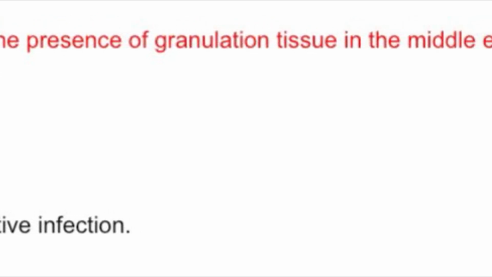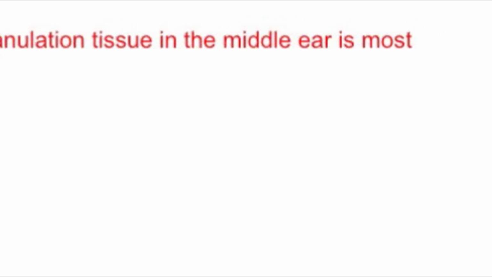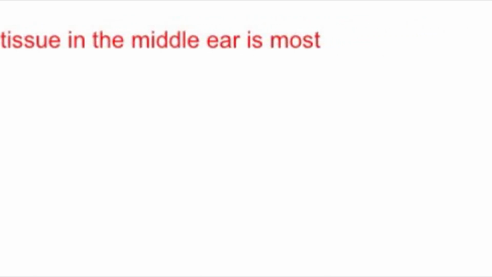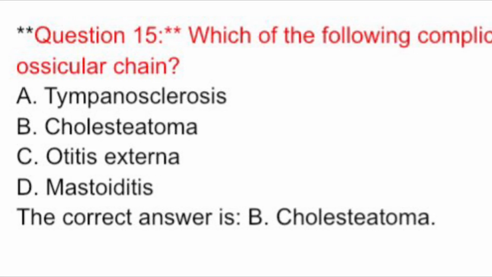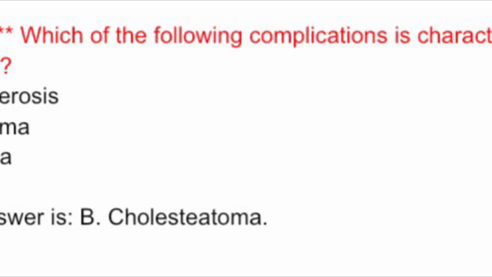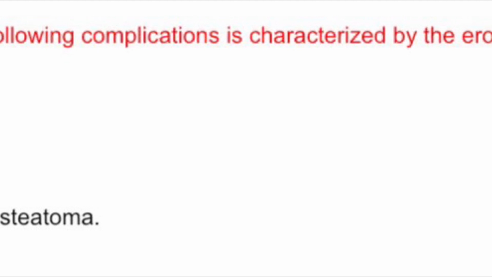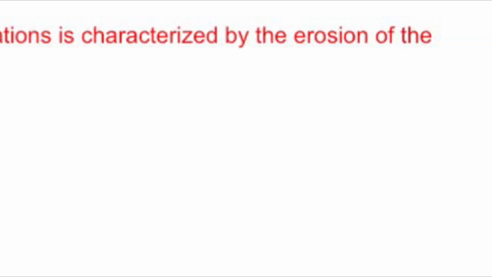Question 14. In CSOM, the presence of granulation tissue in the middle ear is most commonly associated with A. Otosclerosis. B. Tympanosclerosis. C. Active infection. D. Cholesteatoma. The correct answer is C. Active infection. Question 15. Which of the following complications is characterized by the erosion of the ossicular chain? A. Tympanosclerosis. B. Cholesteatoma. C. Otitis externa. D. Mastoiditis. The correct answer is B.